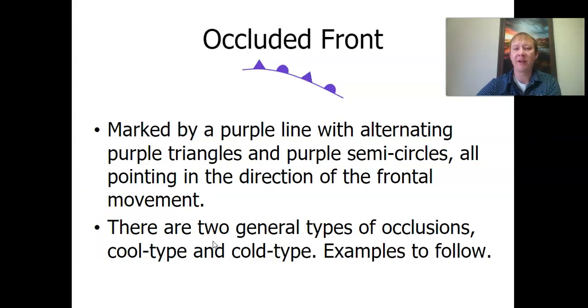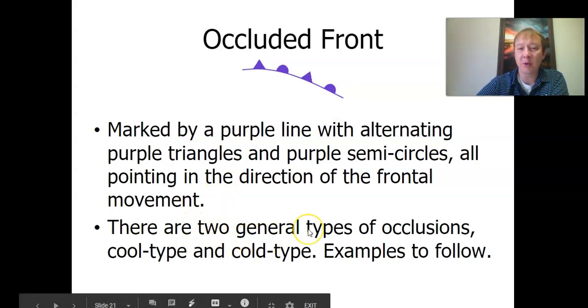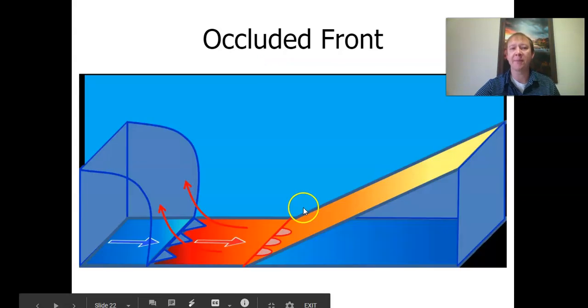And since it moves in a different direction, sometimes it'll even rotate a little bit. We see the alternating symbols, but now they're purple because the air temperature will be in between. There are normally two types, a cool type and a cold type, and so we'll look at some of the examples.